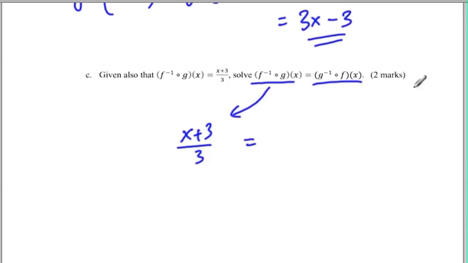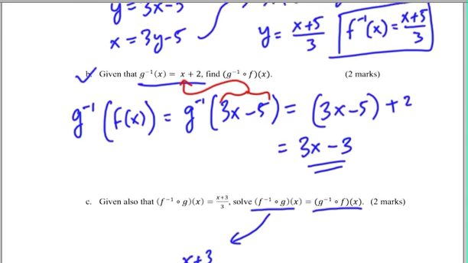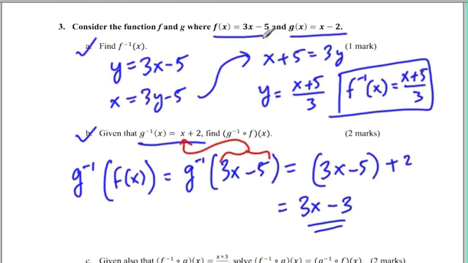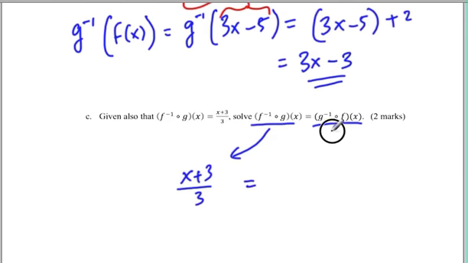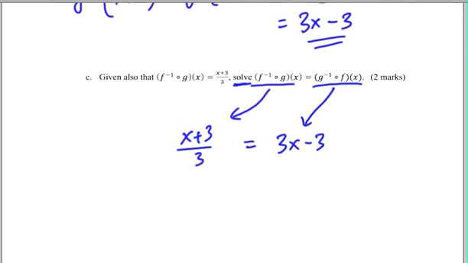This is g inverse of f of x. G inverse of f of x, we just found it out. We found it right here, which we said was 3x minus 3. So this side right here is simply 3x minus 3. And now, whenever they say solve, it just means find x. So all we have to do is solve this equation and find x.